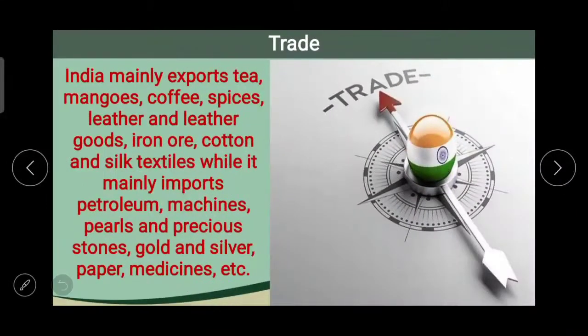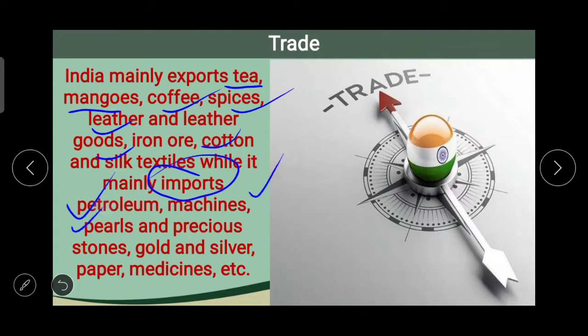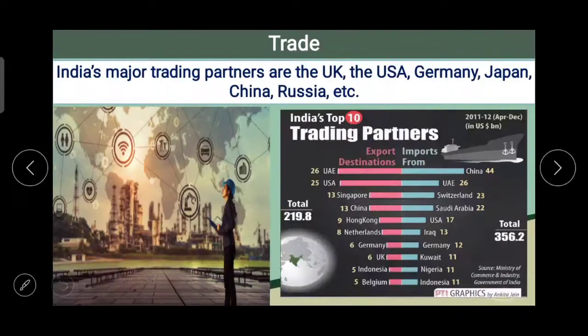And now about India. India mainly exports tea, mangoes, coffee, spices, for which India is famous in the world, leather and leather goods, iron ore, cotton and silk textiles, while it mainly imports, what we import, petroleum, machines, pearls and precious stones, gold and silver, paper, medicines, etc. India's major trading partners are the UK, the USA, Germany, Japan, China, Russia.